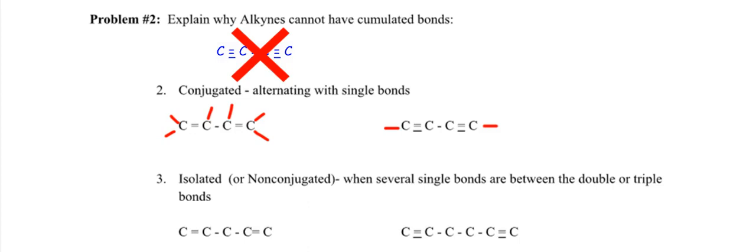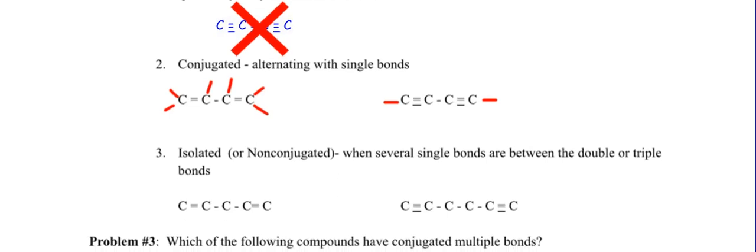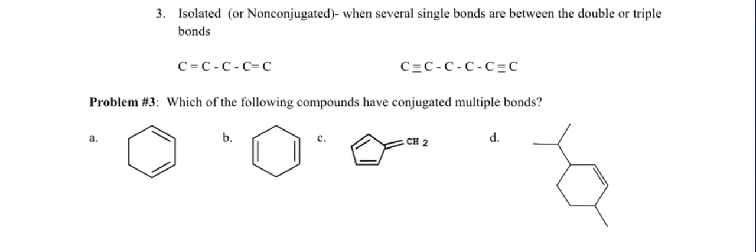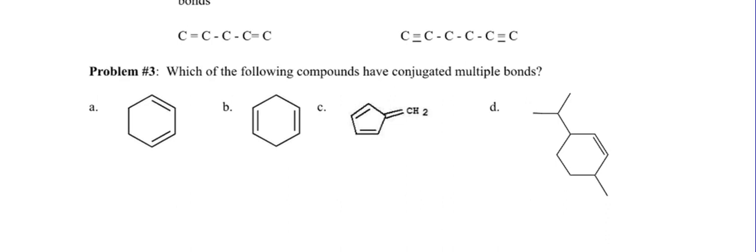All right, there's no pattern, let's say. So if you have multiple single bonds between, that would be an isolated or a non-conjugated form here. So notice I have 2 single bonds, and I have, looks like, 3 single bonds between the alkynes. So problem number 3 says, which of the following compounds have conjugated multiple bonds?